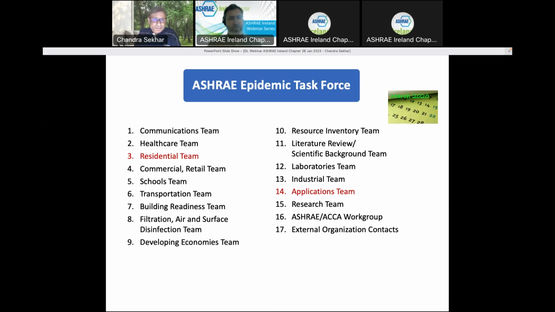Several teams were established, a very large group of people working in different teams. I happen to be in two teams, shown in red: the residential and the applications team. Again, the idea was we tried to translate all that we knew from science-based understanding and analysis, whatever was available, and new information being produced, into what we call actionable measures. What can people do at the time when everybody was very concerned as to what should be the right method of operating a building or even entering a shopping mall? Or should we be concerned when we are in enclosed environments?